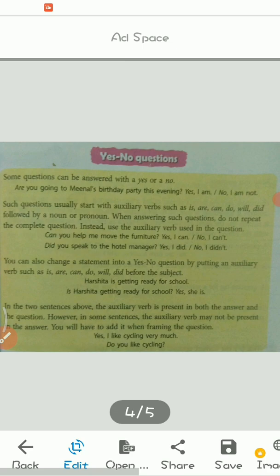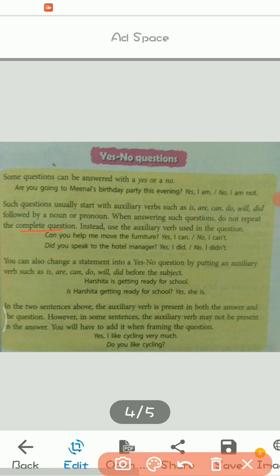And when answering such questions, do not repeat the complete question. When you answer someone, there is no need to complete the question. Instead, use the auxiliary verb used in the question. For example, can you help me move the furniture? Yes, I can. No, I cannot. Did you speak to the hotel manager? Yes, I did. No, I did not. So in this way you can answer yes or no questions.